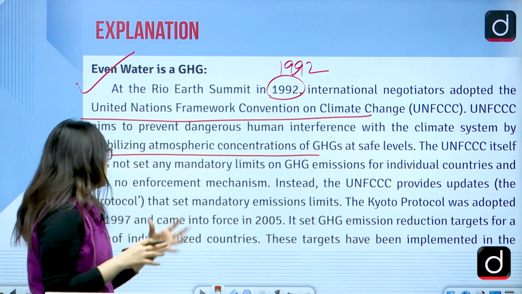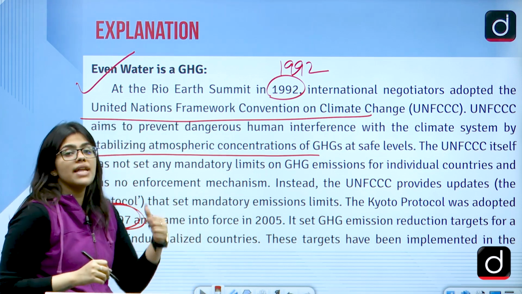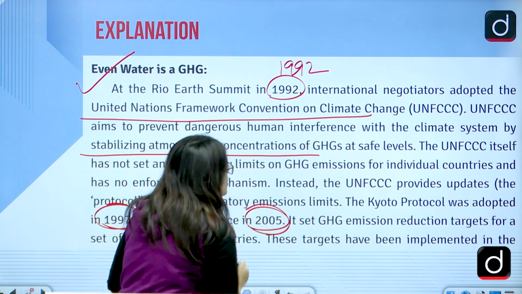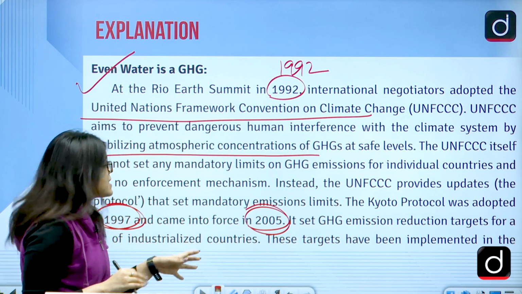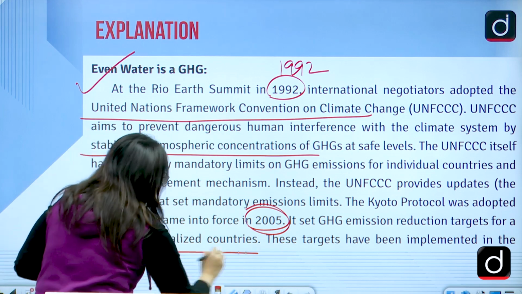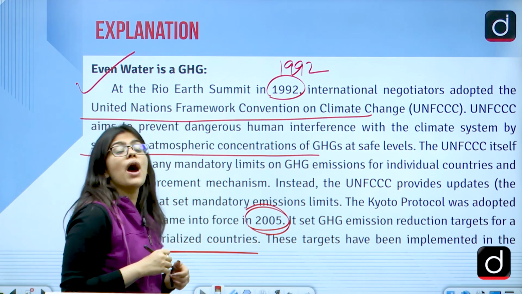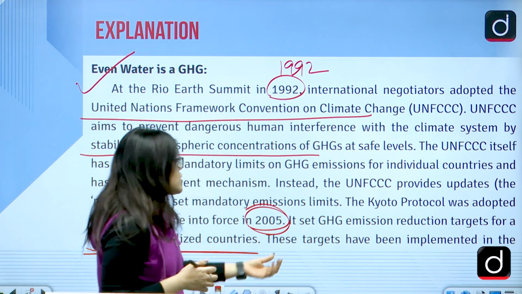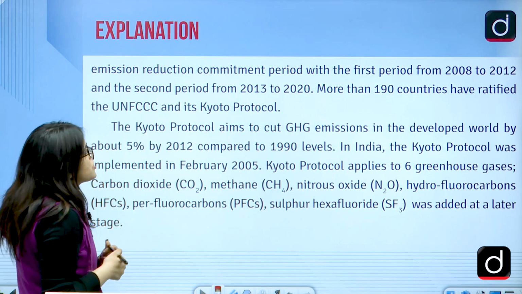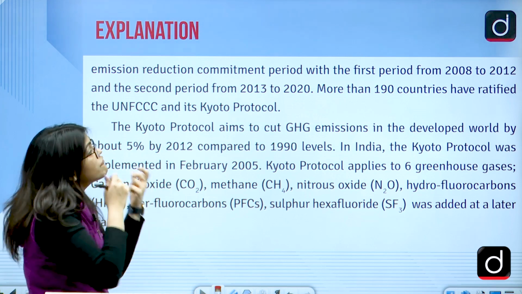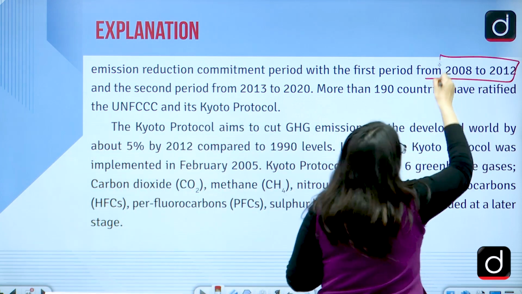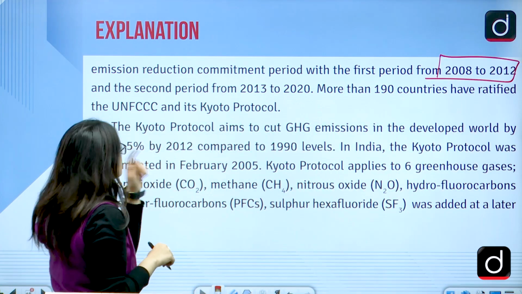So the Kyoto Protocol was adopted when? It was adopted in 1997, and it came into force when? It came into force in 2005. So it sets the greenhouse gas emission reduction targets for the set industrialized countries that are part of the Kyoto Protocol. So these targets have been implemented in the emission reduction commitment period. That is the first period. What is the first period? We already discussed, it is from 2008 to 2012.